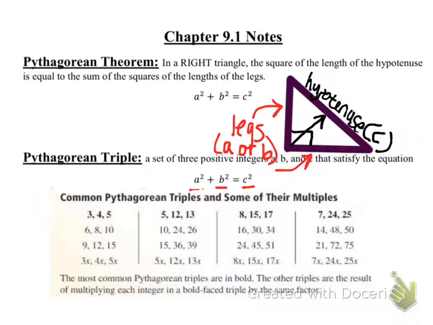Most common Pythagorean triples are in bold. You'll see them pretty often. And that's 3, 4, 5; 5, 12, 13; 8, 15, 17; 7, 24, 25, where the last number, the largest number, is the hypotenuse. And these are not the only ones. They're just, again, the most common. So if you get a whole number using the Pythagorean theorem and you plug into this equation, then they satisfy a Pythagorean triple, even if they're not on this list of bold, common Pythagorean triples.